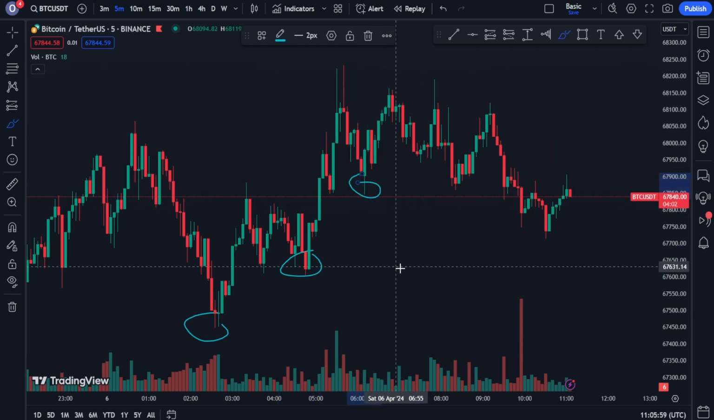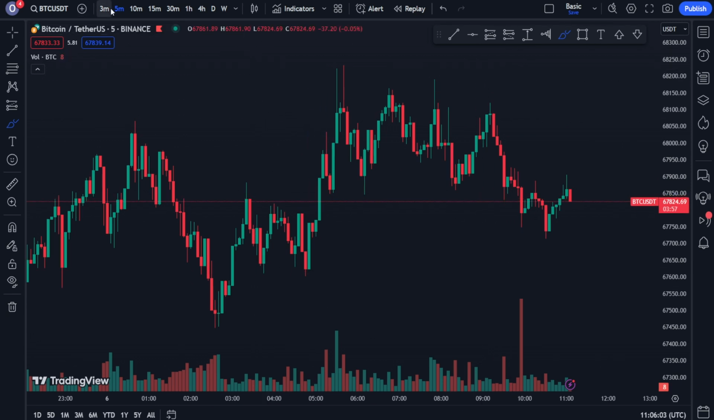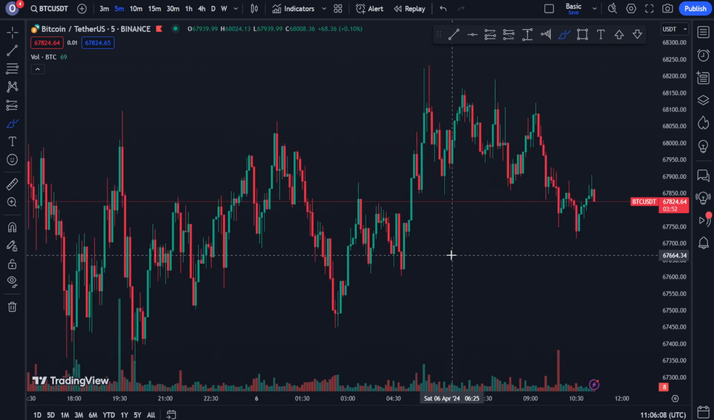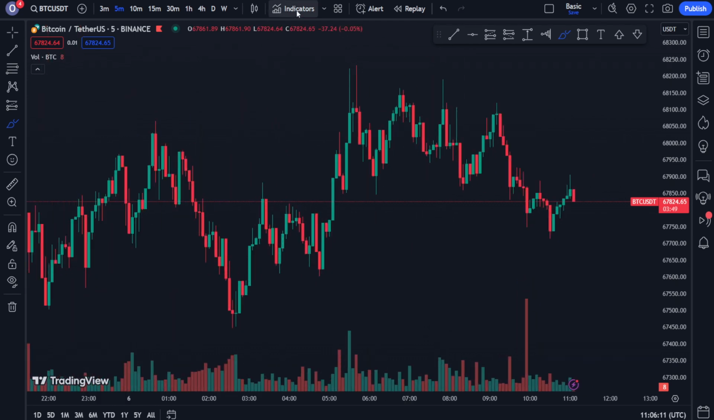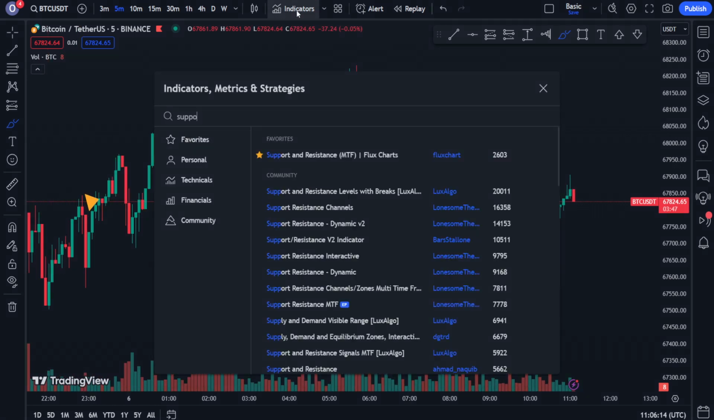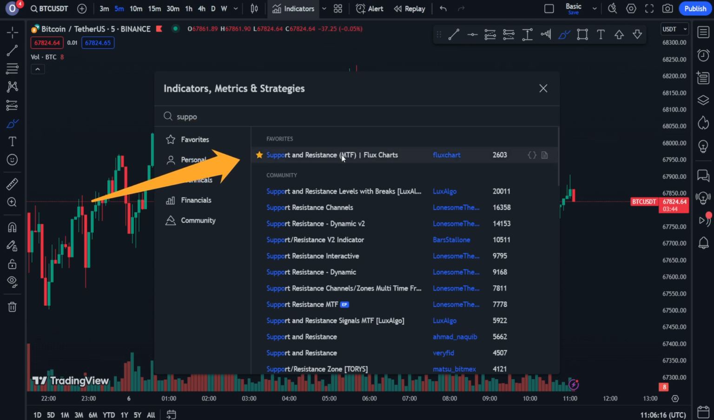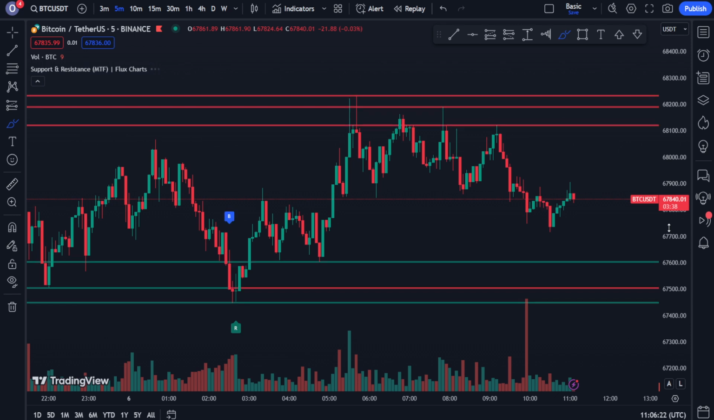First, we need to select a short time frame, such as a 5-minute or 3-minute chart, to identify any quick price movements. Next, we want to add the free support and resistance tool by Flux Charts to our chart. This indicator will give us an overview of the current trend in the market. It also identifies key support and resistance levels to place entry and exit points.